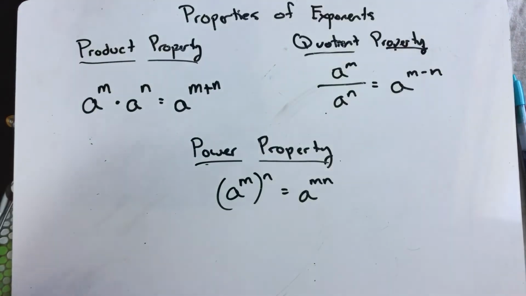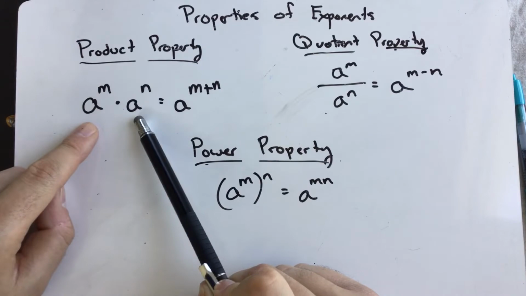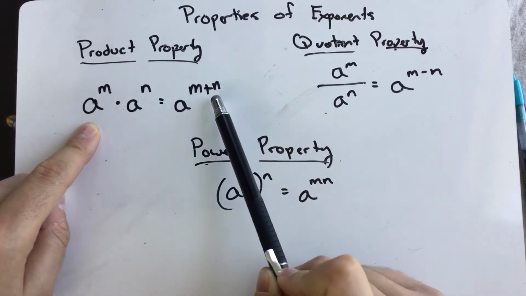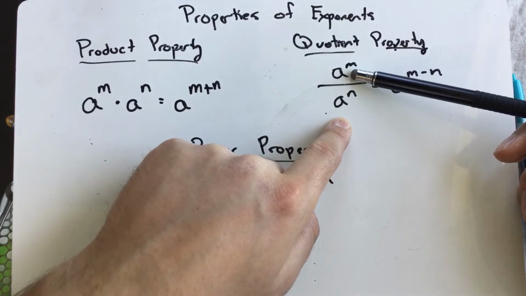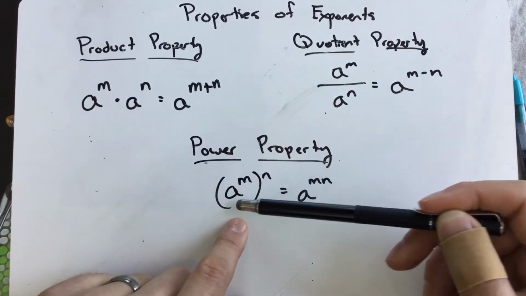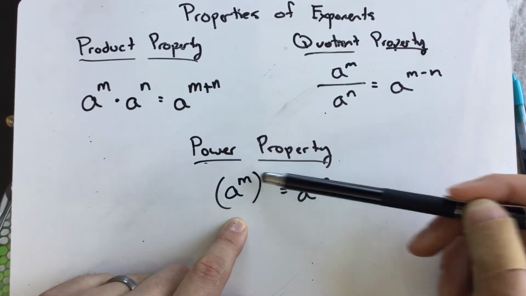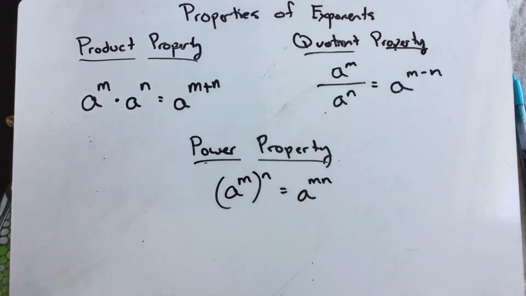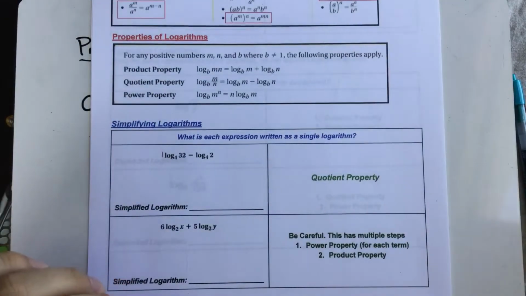So just as a reminder, when you are multiplying common base of a, you add the exponents. Here, when you have a common base a, we subtract the exponents. And when you have some base raised to an exponent raised to another exponent, we multiply these exponents together as a way to simplify. So the same rules apply with logarithms.